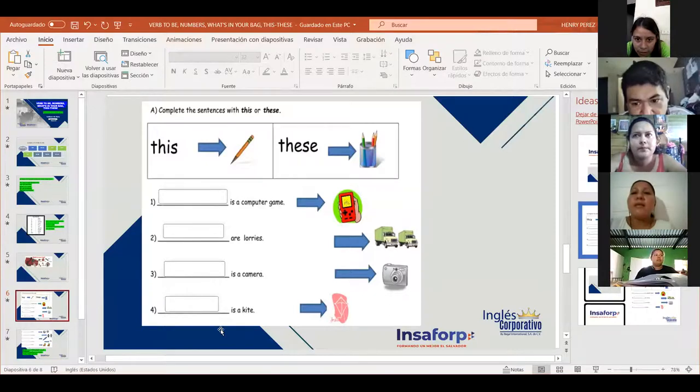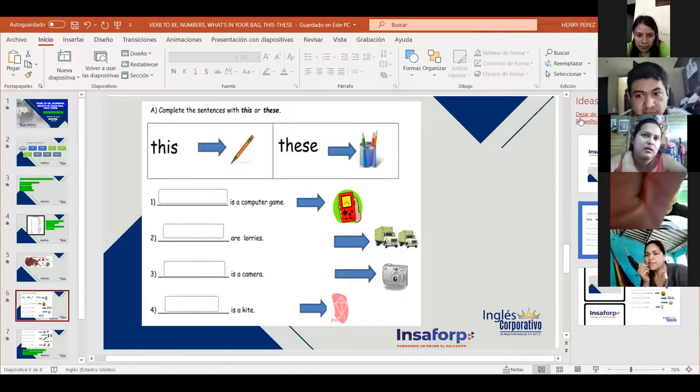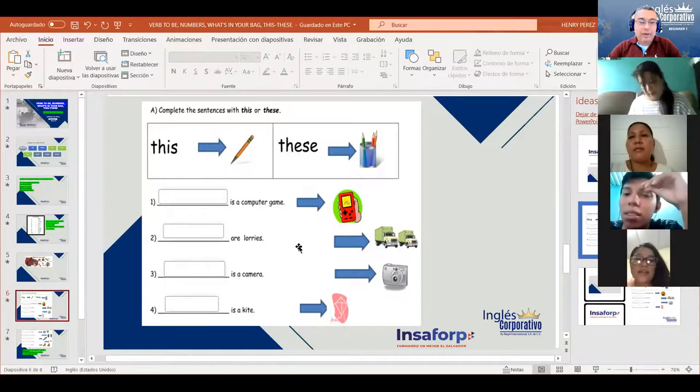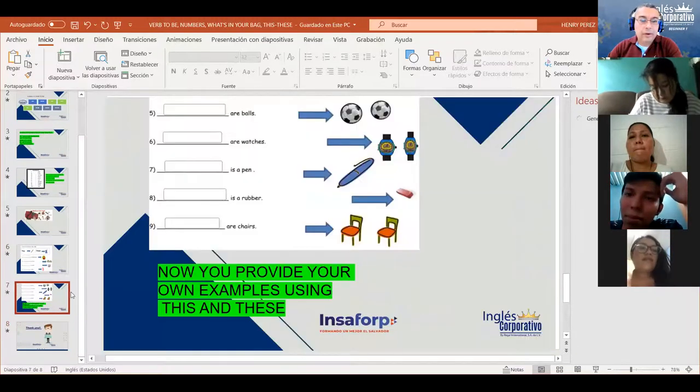Sí. This is a kite. Kite. Que es una piscucha, right? A kite. Piscucha. Very good. This is a kite. Very good. Excellent. Excellent.